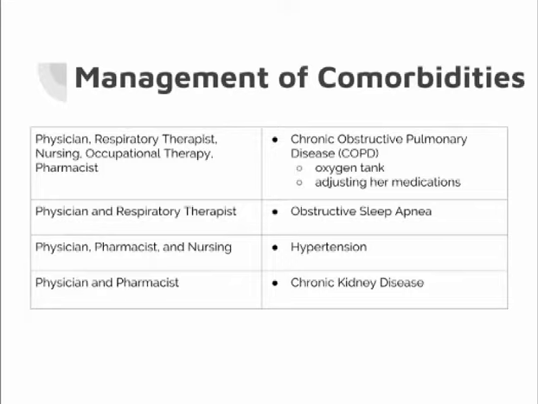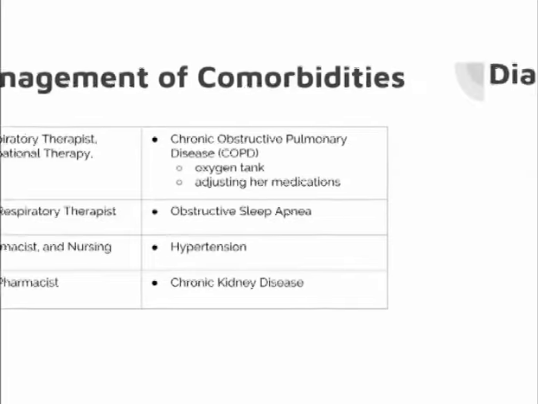She has obstructive sleep apnea, and respiratory and the physician would like to help with that. The physician, pharmacist, and nursing would like to help with her hypertension to maintain this and properly treat it. The physician and pharmacist would also like to work with her chronic kidney disease because it is shown to be worsening and may need adjustments for her medications.